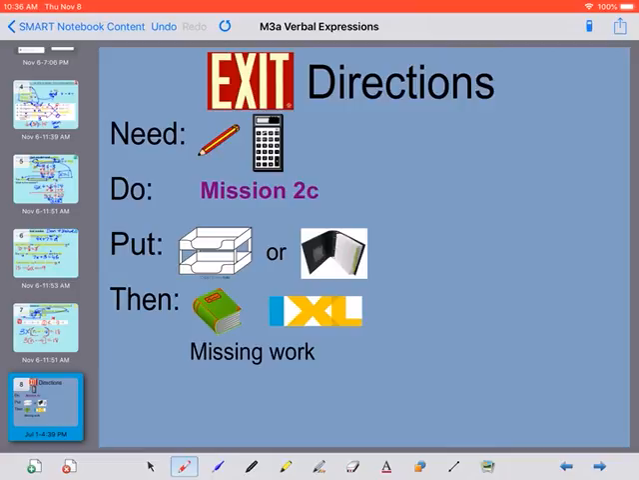All right, your exit directions. Oops, it says mission 2C. It really should be mission 3 today.